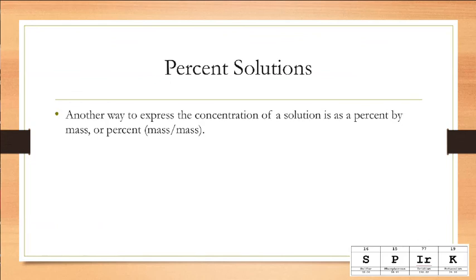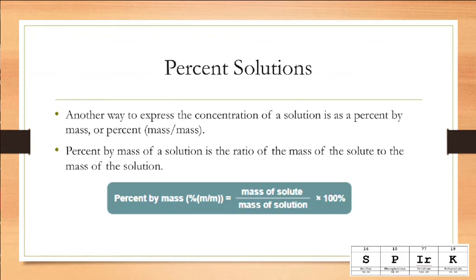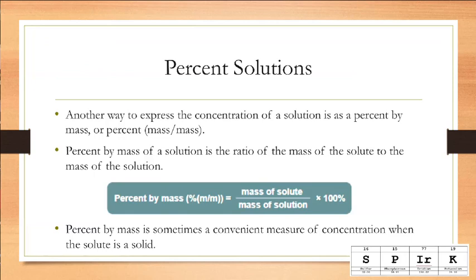Another way to express the concentration of a solution is as a percent by mass, or percent, and then we put the parentheses mass over mass. So the percent by mass of solution is the ratio of the mass of the solute to the mass of the solution, much like the volume one we just solved for. Percent by mass is sometimes a convenient measure of concentration when the solute is a solid. Just makes it easier so we don't have to convert it to moles and then get molarity, but that's typically only when we're working with solids.